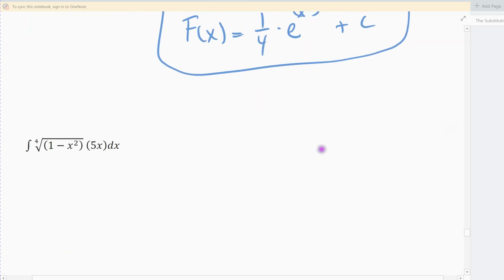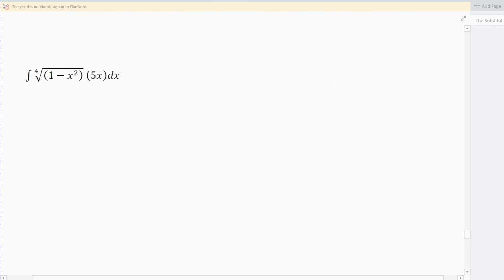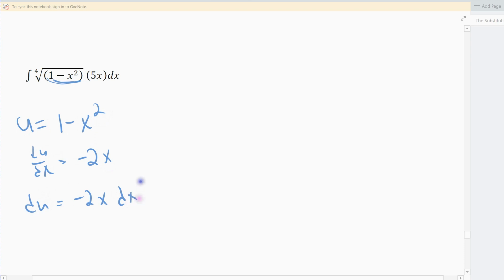Alright, next example. Alright, so I've got the 4th root of 1 minus x squared times 5x dx. Alright, so again, there's a whole lot going on here. I've got a 4th root, I've got the inside function, I've got the 5x dx. And so, again, this is inside the 4th root, so that's what u is going to be. U is going to be 1 minus x to the 2nd. Its derivative, negative 2x, move dx to the other side, negative 2x dx.